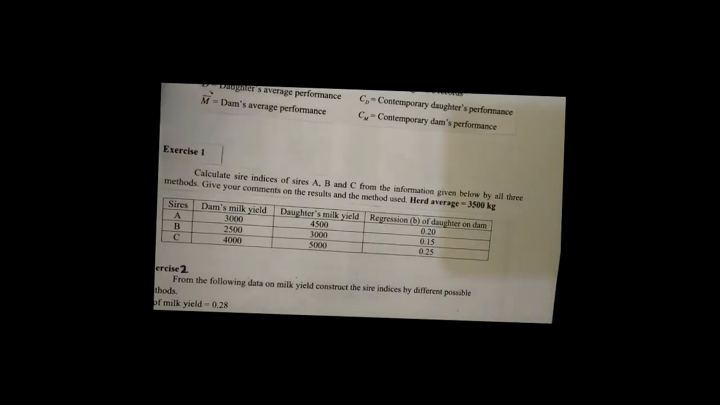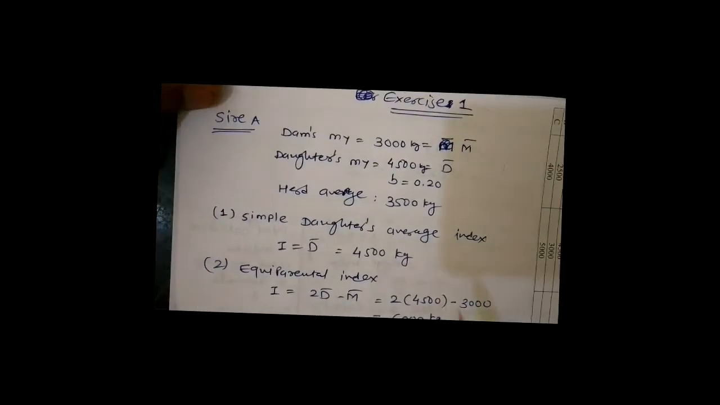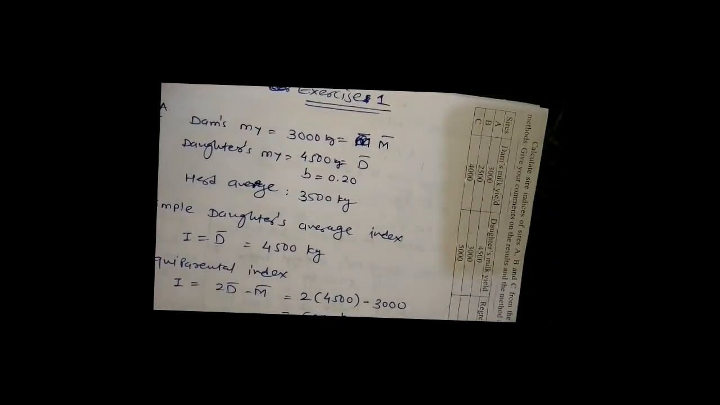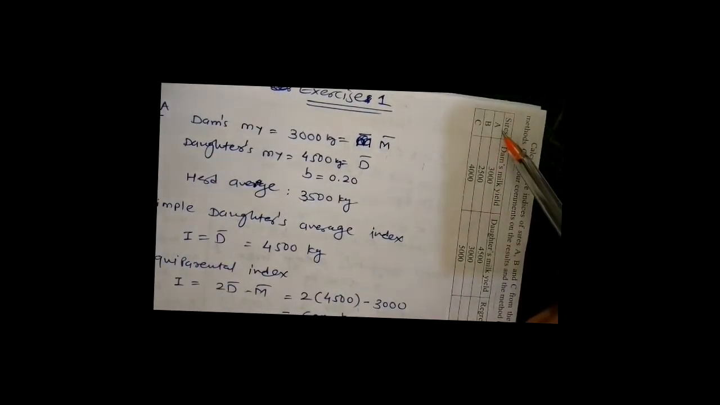So let us see, for sires A, B, C, the dam's milk value is available, the daughter's value is available, and the regression b value is available. So let us solve this exercise. First, here is the title of the exercise again. So let us see first sire A.